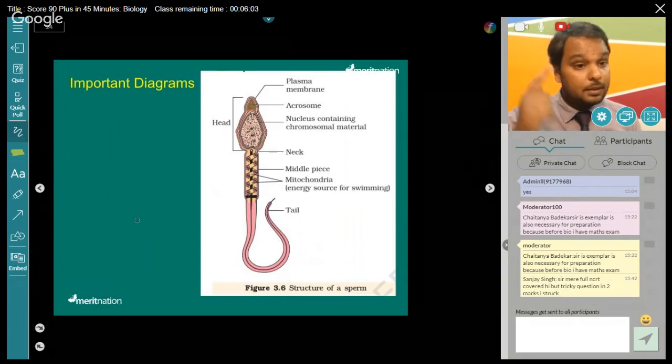Okay, where is the mitochondria present in the sperm? That should be in the middle piece. These should be the questions normally asked.